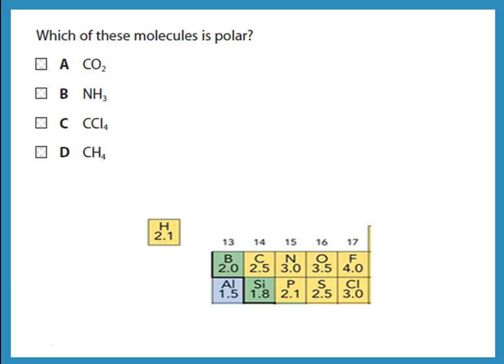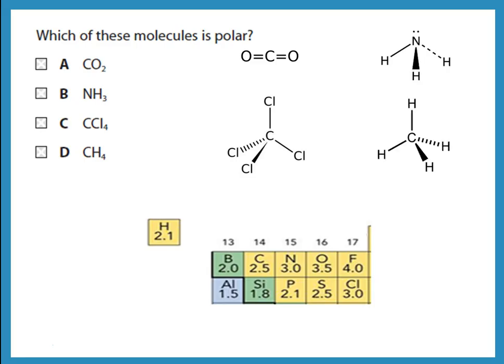CO2 is not polar because the polarities cancel. CCl4 is not polar as a whole because the polarities cancel. So the only one that is polar in this case is ammonia, because ammonia has net polarities going up, because each of these bonds is polar and they don't cancel.